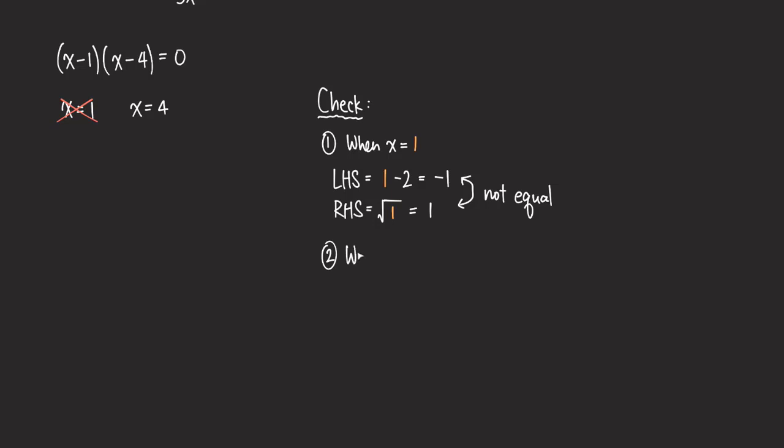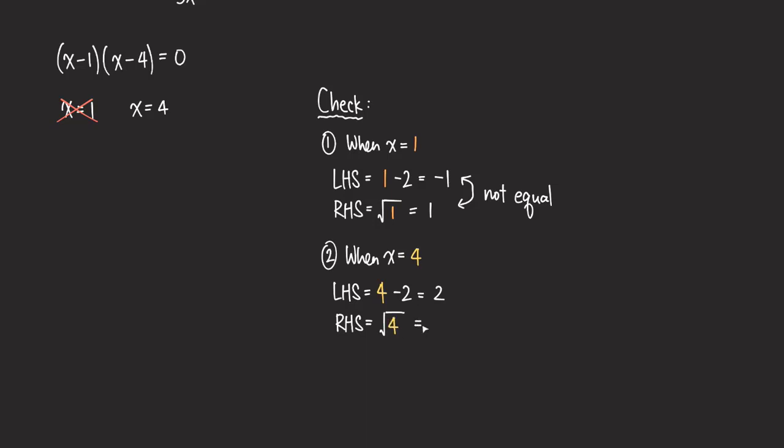Okay, so when x is equal to 4, now we do the checking. So again, the left-hand side of the equation, we have something minus 2. What is that something? That something is the 4. So we put the 4 over here and then do the calculation. 4 minus 2 is 2. And then the right-hand side is equal to the square root of x, and then x is 4.